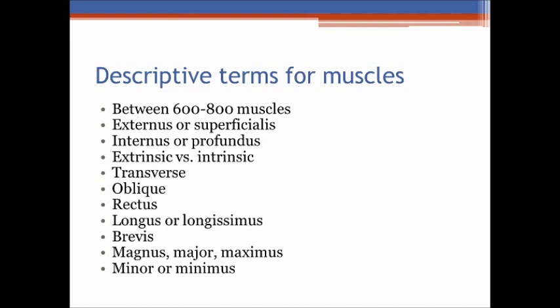There are between 600 and 800 muscles depending on who you ask. And oftentimes they are descriptive of what they do or where they are. For example, externus or superficialis means that that muscle is an external muscle or superficial muscle. Internus or profundus means that it's internal. Extrinsic also means external. Intrinsic means internal. Transverse means it crosses the transverse plane, and oblique means that it runs at an oblique angle. Rectus means straight. Longus or longissimus means that it's a long muscle. Brevis means that it's short. Magnus, major or maximus means that it's large, and minor or minimus means that it's small.